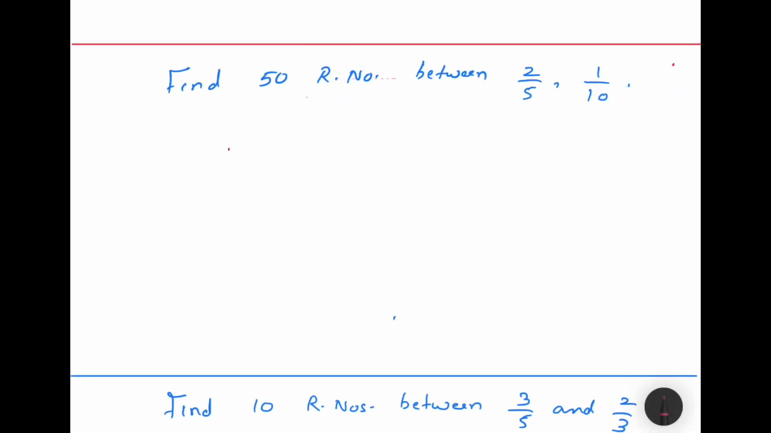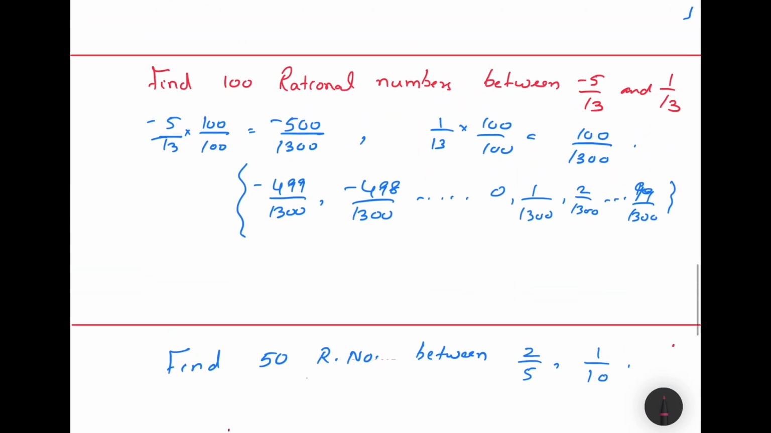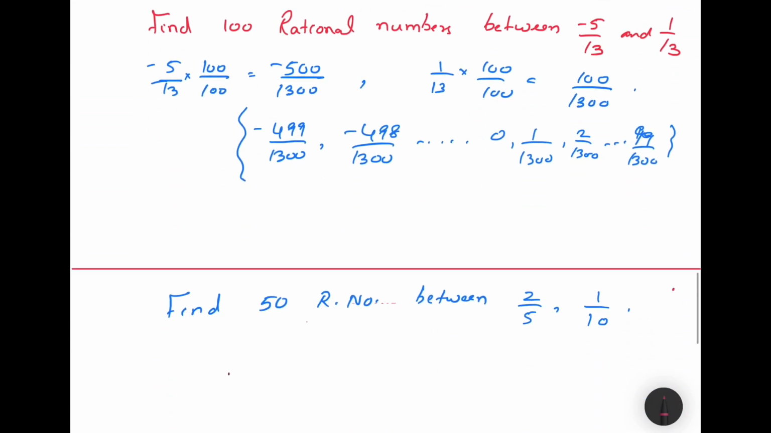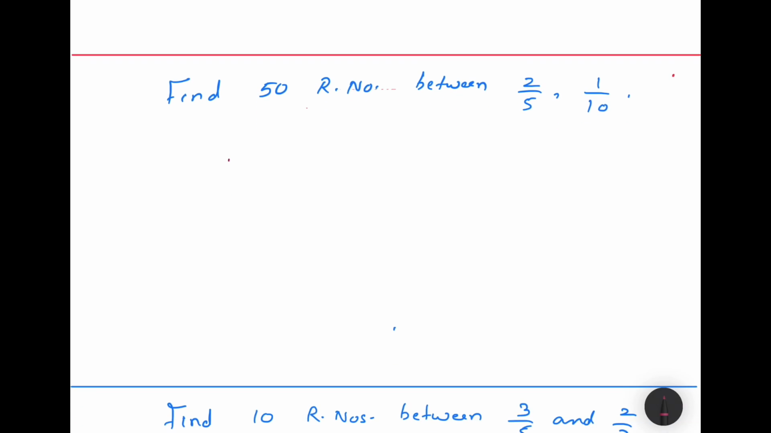In this sum you have to find 50 rational numbers between 2 by 5 and 1 by 10. Here, in the earlier ones the denominators were the same, but here the denominators are not the same. So in that case you have to take the LCM of the denominators 5 and 10, which is 10. Now you have to convert 2 by 5 to an equivalent fraction with 10 as the denominator. If you multiply by 2, your denominator will become 10. So multiply the numerator and denominator by 2, and you will get 4 by 10.